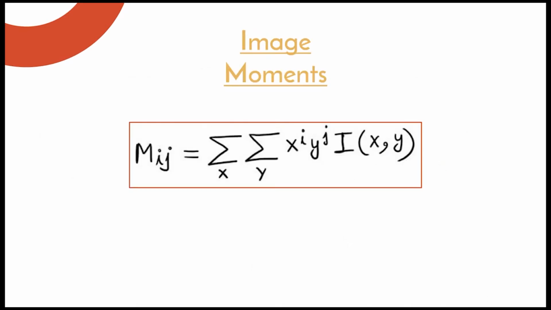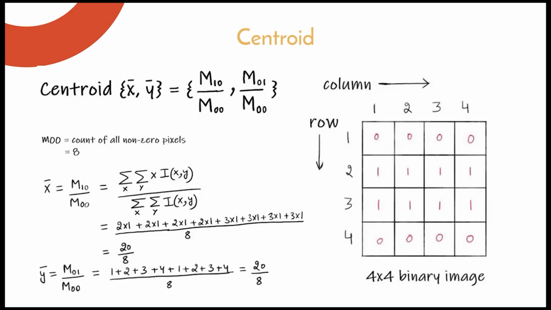Here, i and j represent the x and y directions respectively. If you put i equal to 1 and j equal to 0, m10, you get the moment in x direction. Similarly, if you put 0, 1 for the ordered pair i and j, you get y moments m01. If you put both as zeros, you get the sum of all the pixel values, which is nothing but the area of the contour. That means the sum of all the pixels in an image that are white.